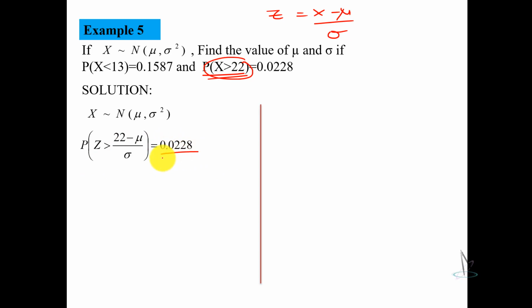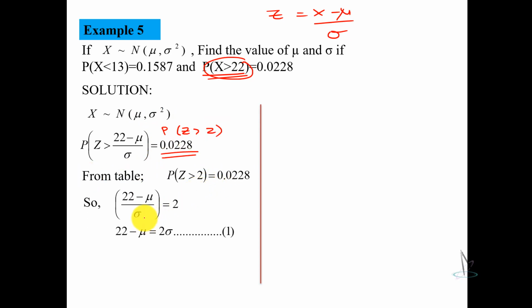So we need to refer to our table. From the table, the probability for Z greater than 2 is 0.0228. So this is the probability of Z greater than 2, so you can easily compare them. 22 minus mu over sigma is equal to 2. Therefore, 22 minus mu is actually equal to 2 times sigma, which is the first equation.